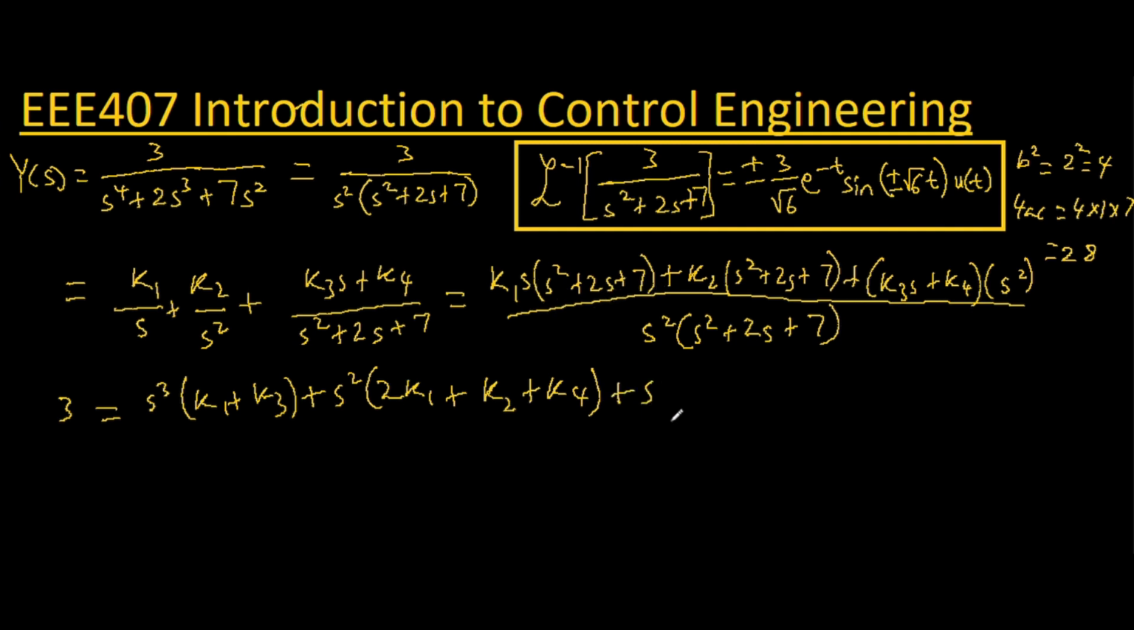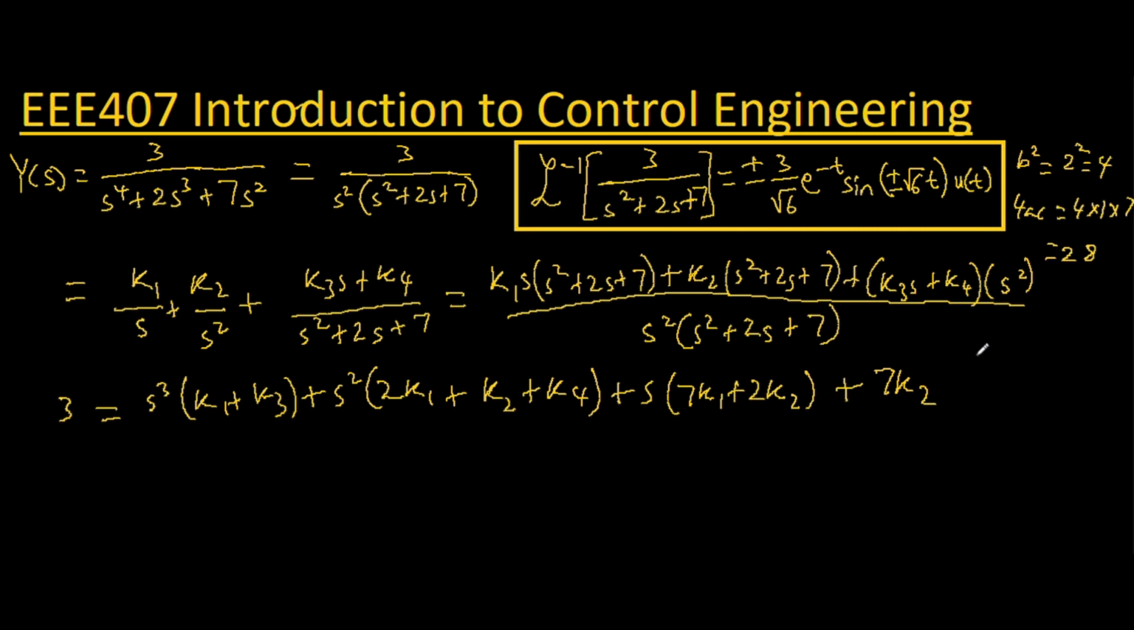plus the s term, and you have 7k1s, plus, so we're done with this term here, and we're left with this one, 2k2s plus 2k2, and then constant terms, we're just left with 7k2. So our 3 is equal to this.